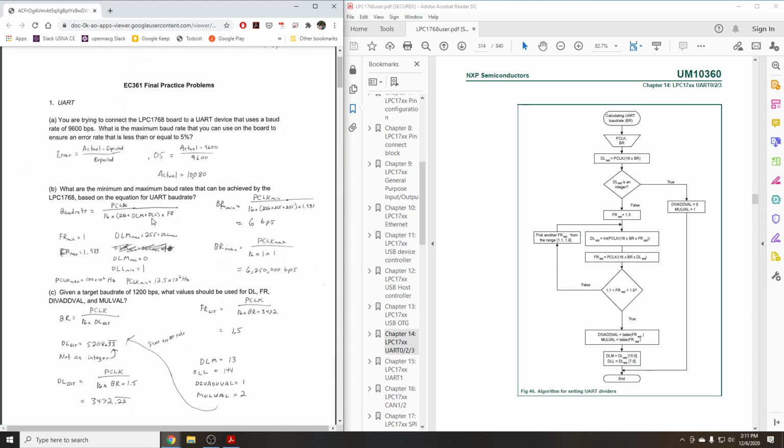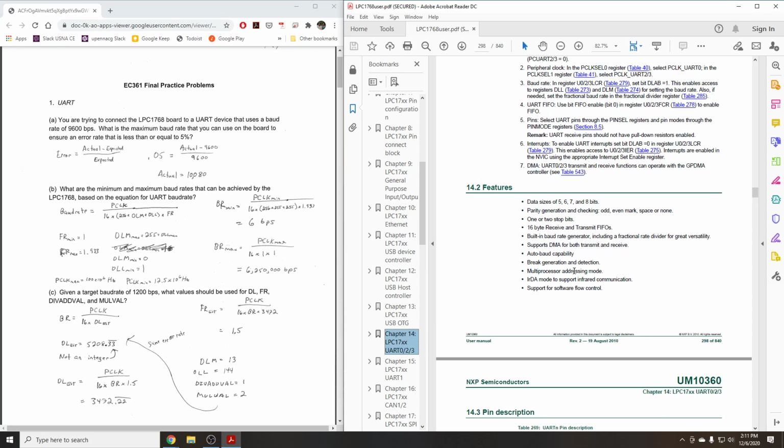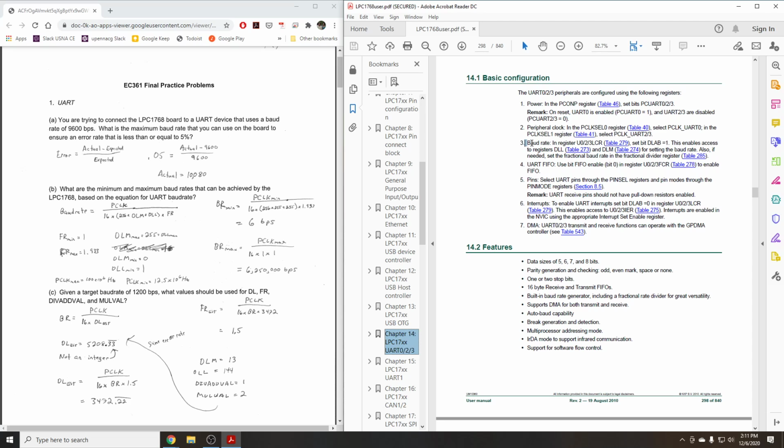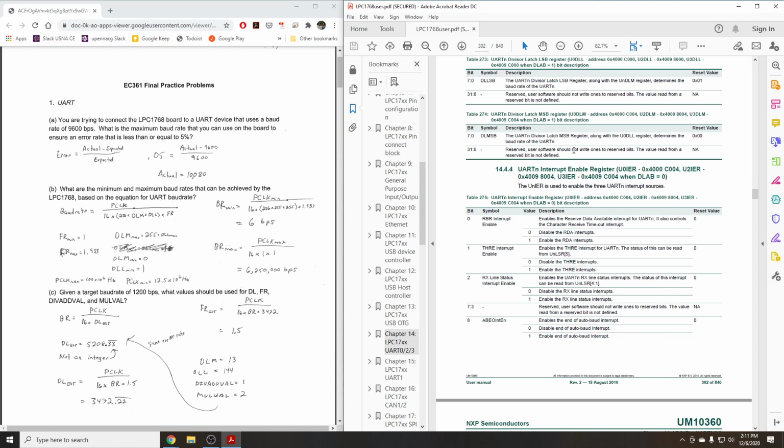So in total, this is the full 16 bits that we can put into the divisor for the baud rate calculator. And then we have our fractional value that we can use here. I'm going to go ahead and click into the manual here so we can look at some of these tables. You can see the basic configuration here talks about how to set the baud rate. So we can find the tables that we need from here. I can see that DLL and DLM are both bits 0 to 7 in this particular register. Again, we're just matching the symbols here to what we're looking for.